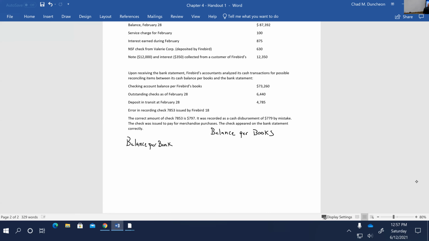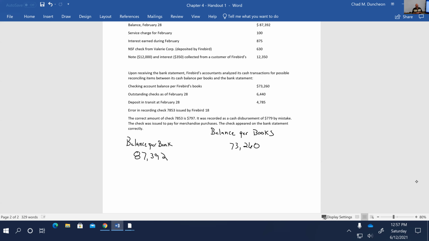So my bank beginning balance from the bank, 87,392, which is found right up on top where it says balance February 28th. My balance for the book, I look down just a little bit where it says checking account balance per Firebird books, 73,260. So there's my starting point: what the bank statement says I have at the end, and what my books say I have at the end.